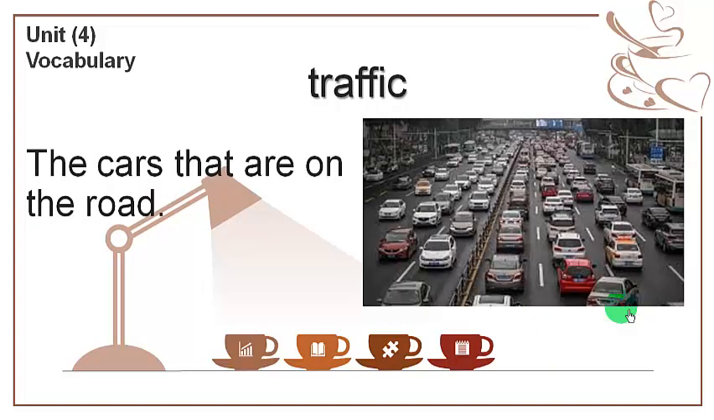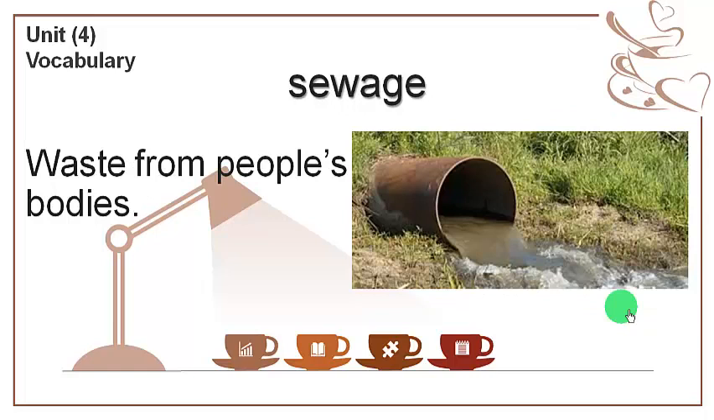So traffic is the cars that are on the road, and we have another word which is traffic jam. So whenever the traffic is jammed, it's like it's very crowded. All the cars are stopped and we are waiting for other cars to start moving. This is called traffic jam. Good. After that we have sewage.